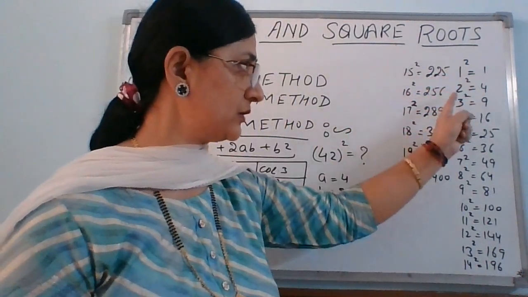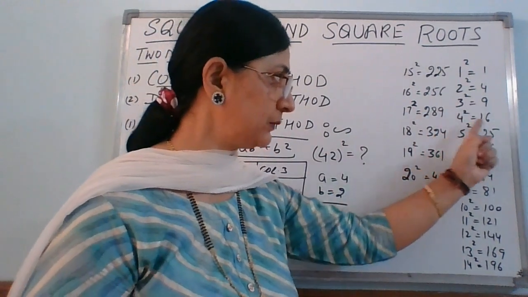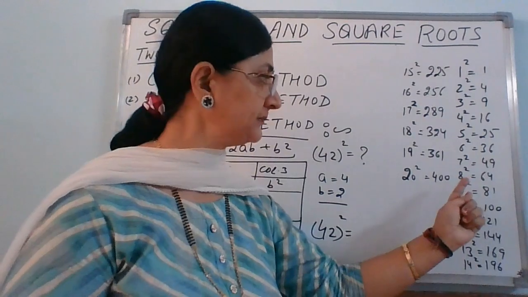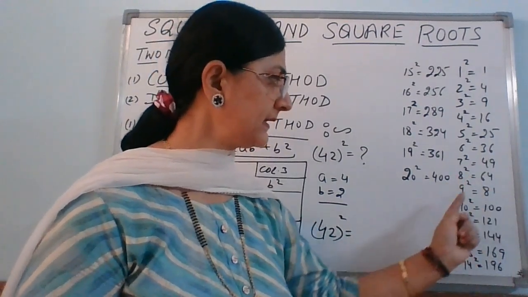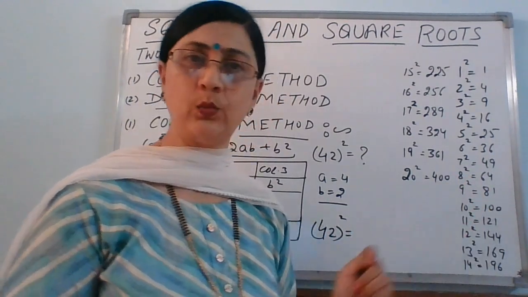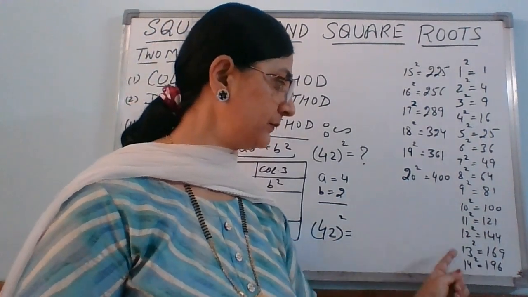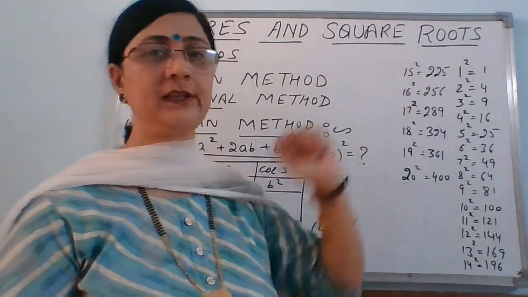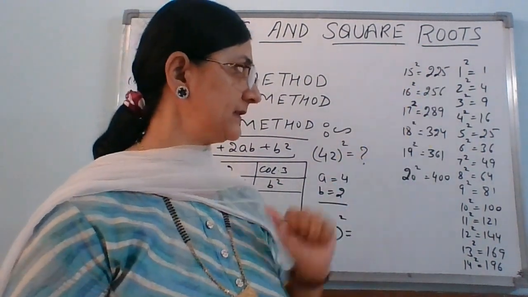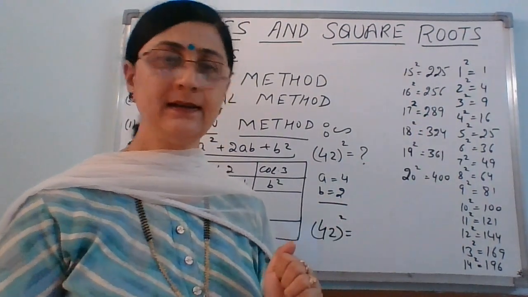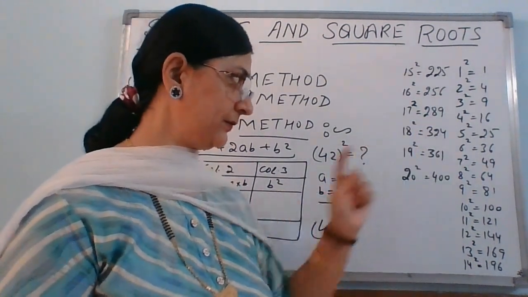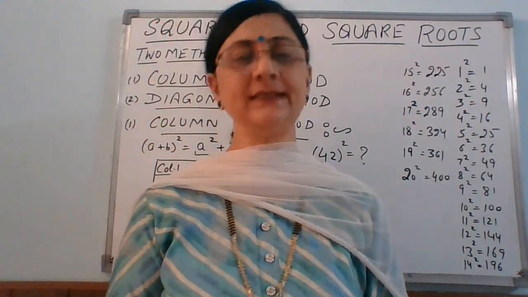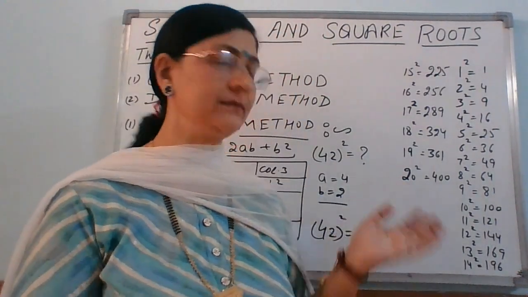1 square is 1, 2 square is 4, 3 threes are 9, 4 fours are 16, 5 fives are 25, 6 sixes are 36, 7 sevens are 49, 8 eights are 64, 9 nines are 81, 10 tens are 100, 11 elevens are 121, 12 twelves are 144, 13 thirteens are 169, 14 fourteens are 196, 15 fifteens are 225, 16 sixteens are 256, 17 seventeens are 289, 18 square is 324, 19 square is 361 and 20 square is 400. These you should learn by heart because they are very simple values.